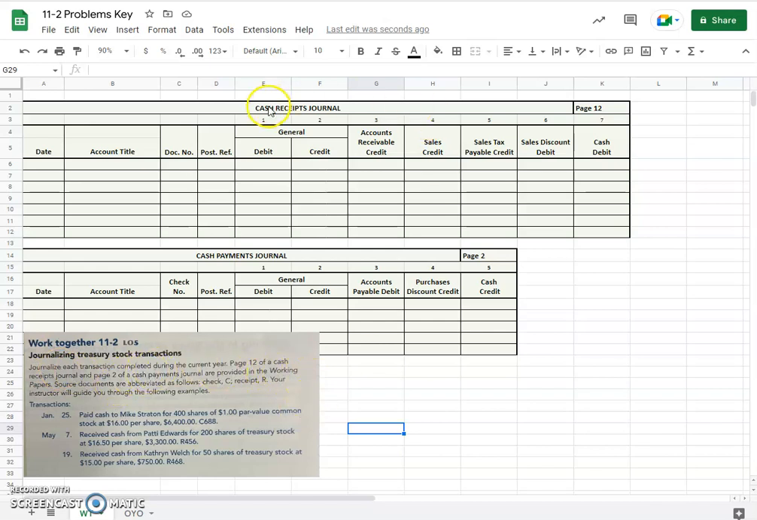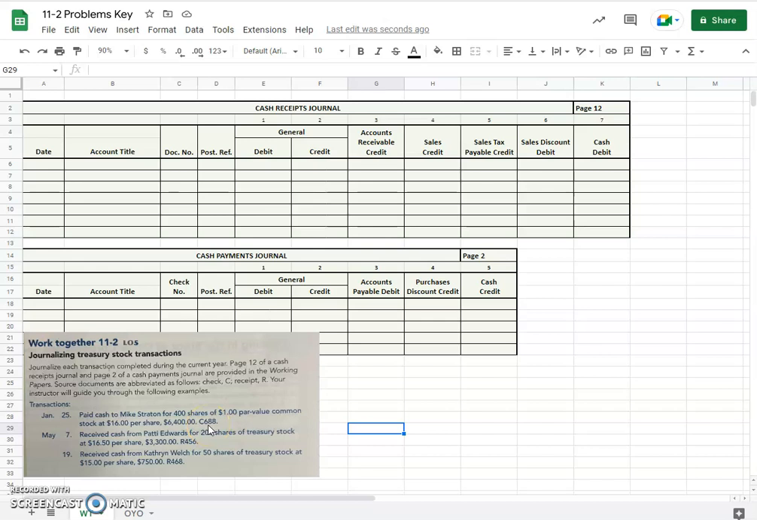Page 12 of your cash receipts journal and page 2 of your cash payments journal are provided in your working papers. Source documents are C for check, R for receipt. Your instructor, that's me, will guide you through the following examples. Right, so January 25th, we paid cash to Mike Stratton for 400 shares of $1 par value common stock, $16 per share, $6,400. Check number 688.